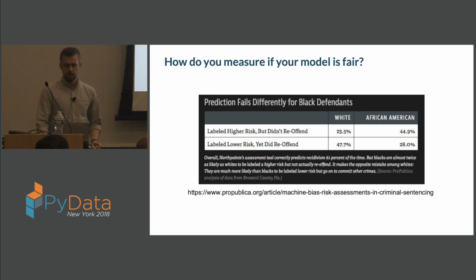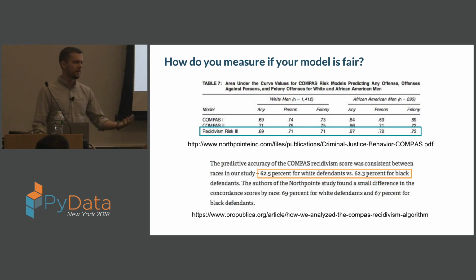After this report came out, Northpointe, which is the company that makes this COMPAS model and sells the product, responded by saying that the model was not unfair because it had similar overall performance for both white people and black people. And to prove that, they looked at the AUC. This is a general measure of the quality of a classifier that tells you how much better it's doing than random. And they found that the overall accuracy was the same, or very similar, for white people and for black people.